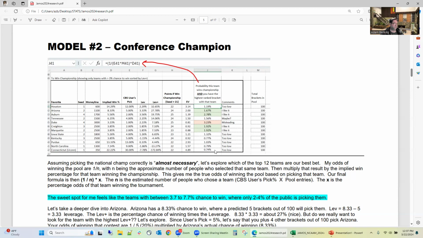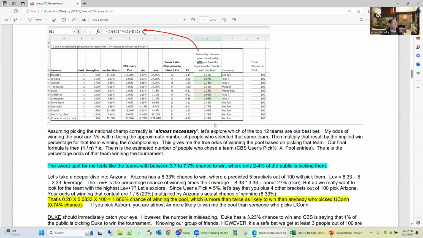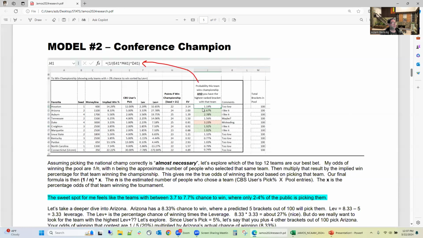That's too low for my tastes. You're basically paying $5 for 1% of the brackets, and you only have a 0.7% chance of winning the tournament. I'm out. Okay. I think the sweet spot here, I'm focusing on these. There are a few teams here that have between 4 and 8% chance of winning, but only between 2 and 4% of the public is picking them. So your expected value is more than you're buying 1% of the brackets, but you're getting more than a 1% chance to win. See these ones I highlighted in green?